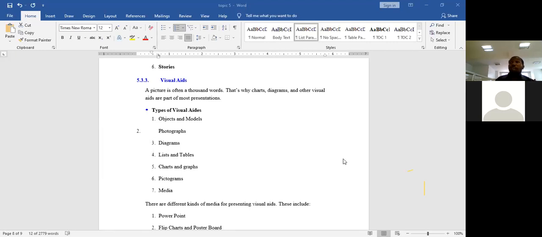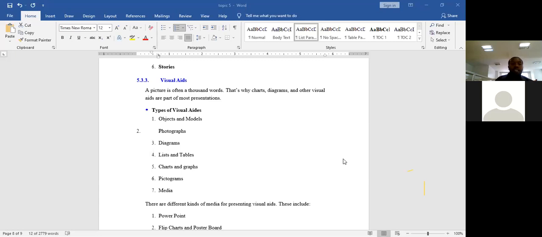We can also have photographs. If you are talking about, let's say, for example, hunger in Kenya or in Loitoktok, you can show us pictures of how people are suffering in Loitoktok. You can also show us diagrams such as pie charts, bar charts, line graphs, such things. You can also have lists and tables. Maybe you are projecting those people who have been in support of maybe something financially. So you project their names there. So we need lists and tables.